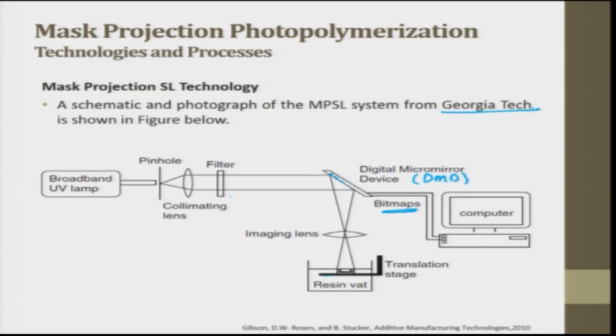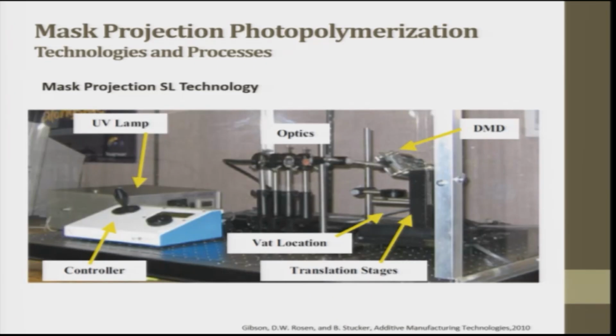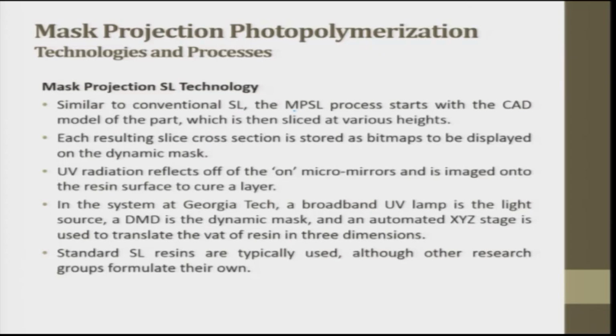This figure is from Georgia Tech. So this is the mask projection stereolithography technique. You have a controller, a UV lamp, optics, a DMD mirror, and then a vat location, and then you have a stage which moves up and down. Similar to conventional SL, the MPSL process starts with a CAD model of a part which is then sliced at various heights. So that means the layer thickness can be varied.